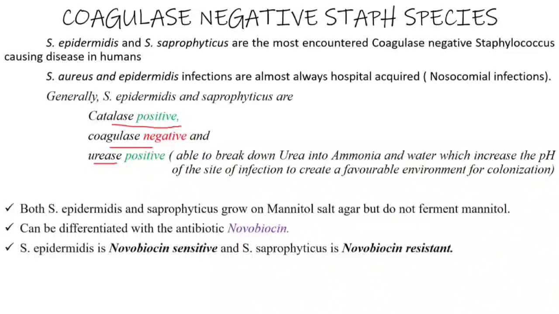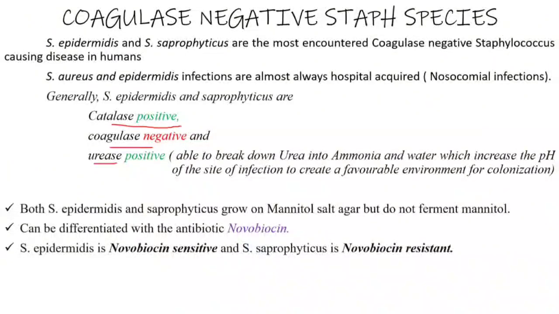So both Staphylococcus epidermidis and saprophyticus grow on mannitol salt agar, but they do not ferment mannitol. Like we said, mannitol salt agar promotes the growth of staph species. But we can also use it to differentiate between staph aureus and the other staph species, because staph aureus is able to ferment mannitol and produce an orange color, where the actual color of mannitol salt agar is pink.